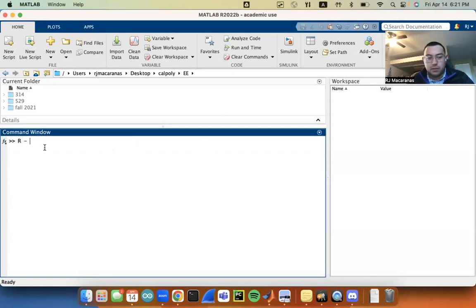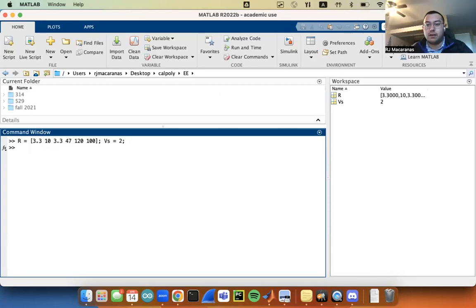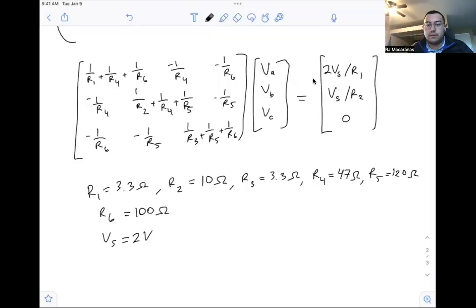So I'm going to take my resistors and define them as 3.3, 10, 3.3, 47, 120, and 100. And so I've got this vector of resistor values. I'm going to take VS to be 2. And actually, before we talk about this, we'll just go into a little bit of matrix theory. So let's go back to the iPad here.